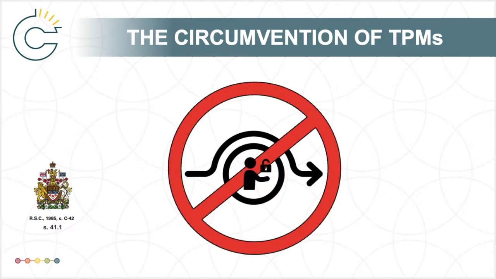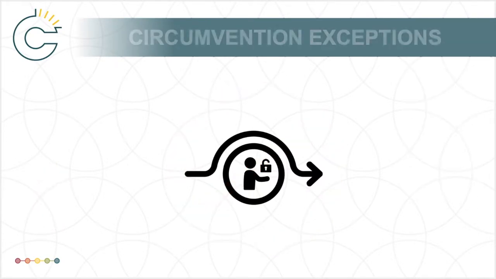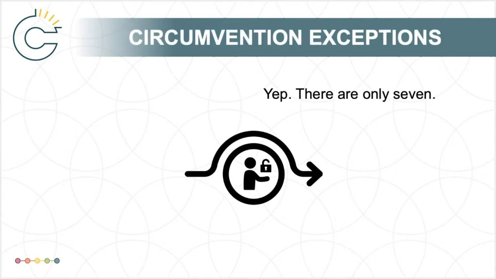The prohibition isn't universal, but the limited number of exceptions allowed in the Act makes it pretty close. In fact, you cannot circumvent a TPM for the purposes of fair dealing, which are outlined in Section 29 of the Act. The circumvention exceptions are limited to 7 very narrow cases. Here are the reasons you can circumvent a technological protection measure.